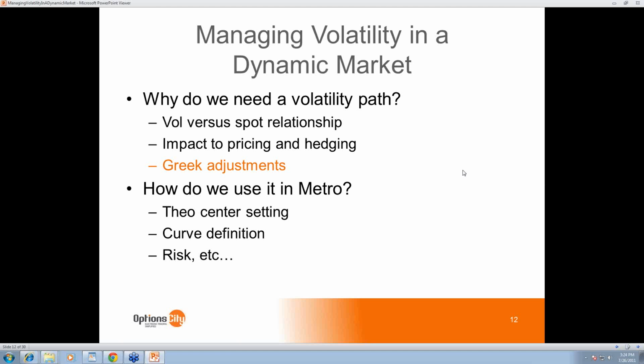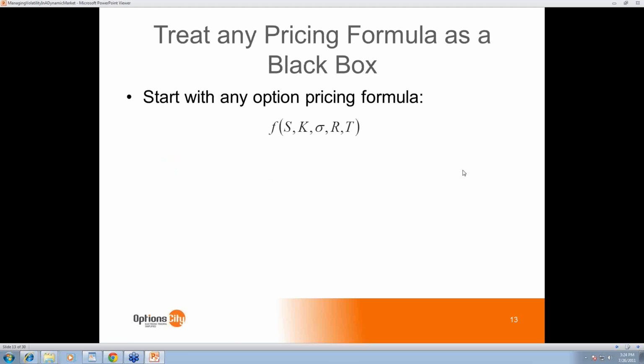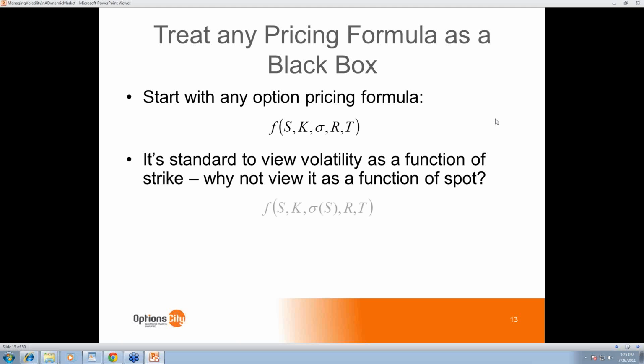So how do we do that? We'll just do a brief overview of the calculus involved. Not to get too scary, we'll think of it in big terms and give you the basic idea so that you know what to expect when you see it in the system. So let's start with the basic option pricing formula. This could be the Black-Scholes model or Whaley or whatever it is that you use. We have our standard inputs of the underlying, the strike, volatility, and so on.